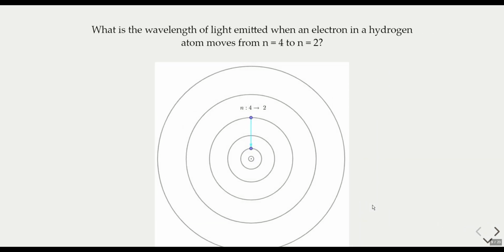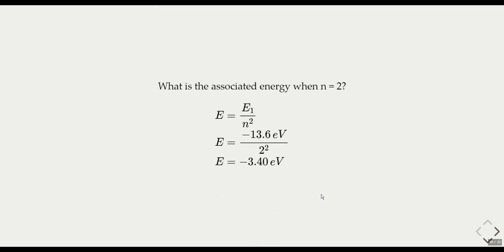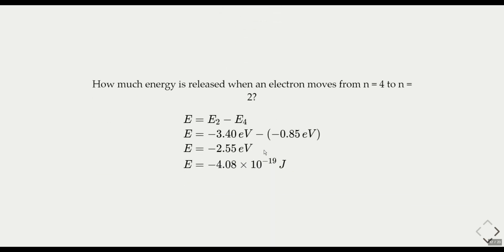All right, so the next one, how about if we drop from the 4 down to the second? And notice I have drawn this arrow also with a certain color to give us a hint of what kind of color we're looking for. Let's get the energy in the fourth and the second, and then subtract the two from each other. Energy in the second, 13.6 divided by 4 gives us negative 3.4. Energy in the fourth, 13.6 divided by 16, negative 0.85. Again, subtract the two from each other.